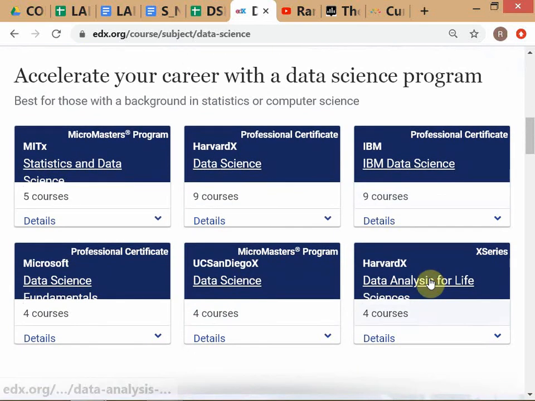But everyone is charging for certificates, but you can audit the course and pick up the learning. Okay, remember that what matters is your learning. So if you've audited the course and you've absorbed the learning, if you're confident about the material, you can put it on your CV even if you don't have a certificate.